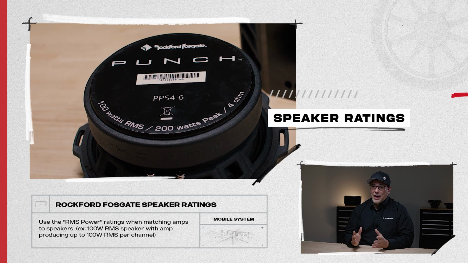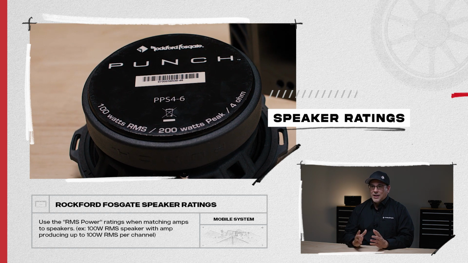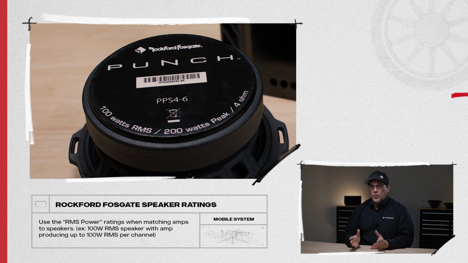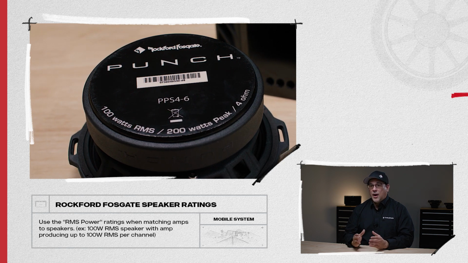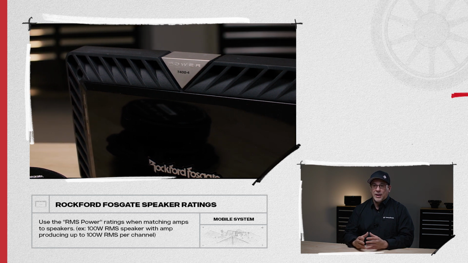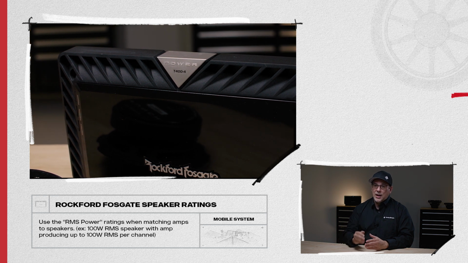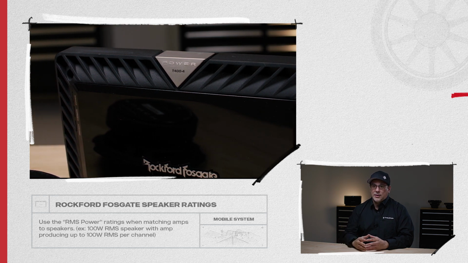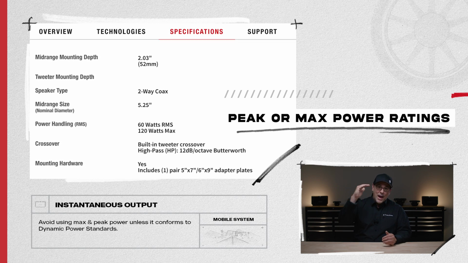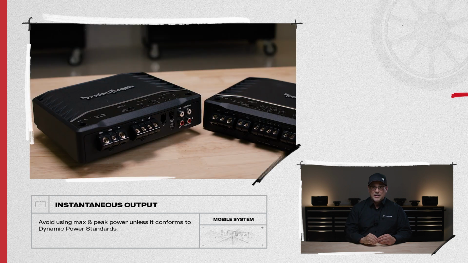Speakers are rated to handle up to a certain amount of power, rated in watts RMS. This number is typically found on the specifications page. On Rockford Fosgate speakers, it's found on the back of the magnet and indicates the amount of power the speaker can handle. RMS power is the continuous amount of power that each speaker can handle. Now, peak or max power is generally the maximum power a speaker can handle, but for very short periods.